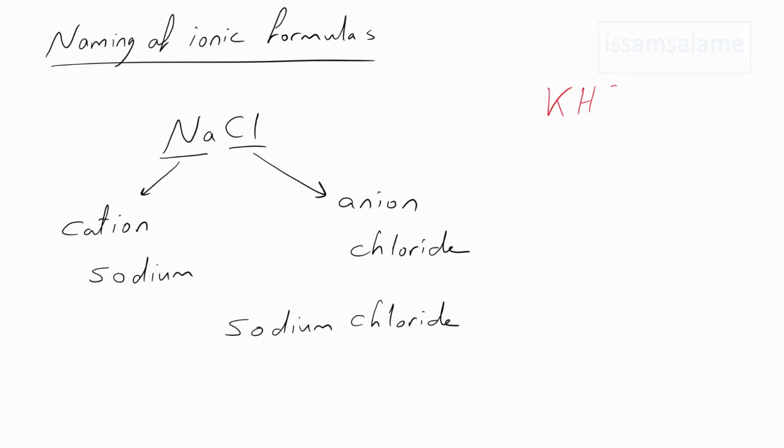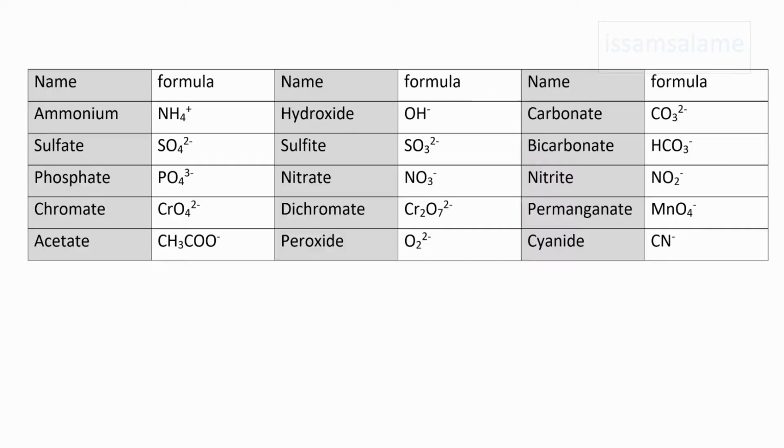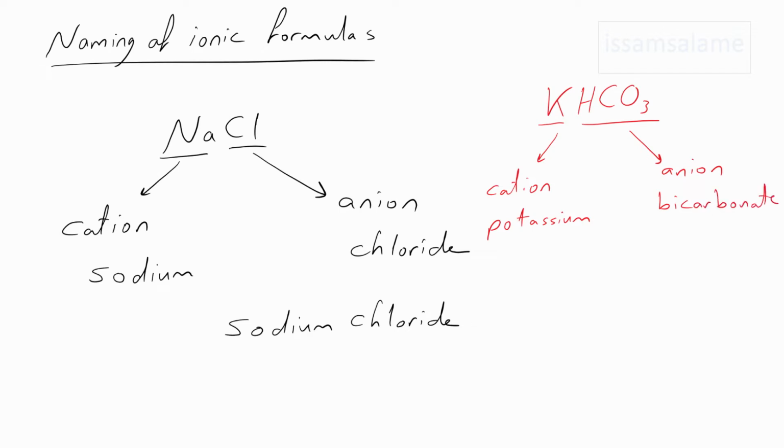Here is another example, KHCO3. The first part is the cation, while the second part is the anion. To name the first part, it's easy, it's potassium, while the second part is a polyatomic ion. We can find its name from the table that I gave you a while ago, which is bicarbonate. So the name is going to be potassium bicarbonate.